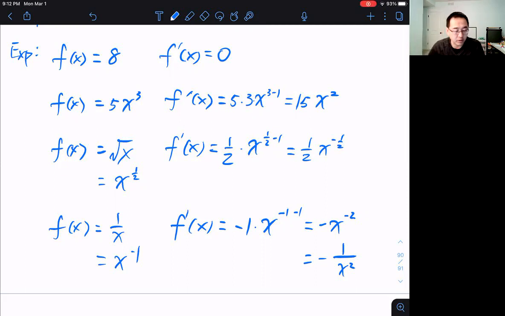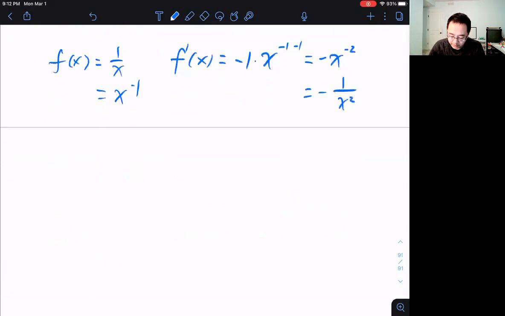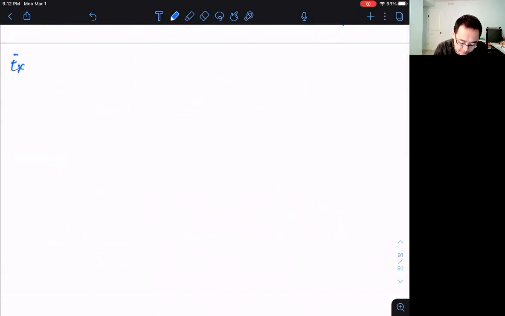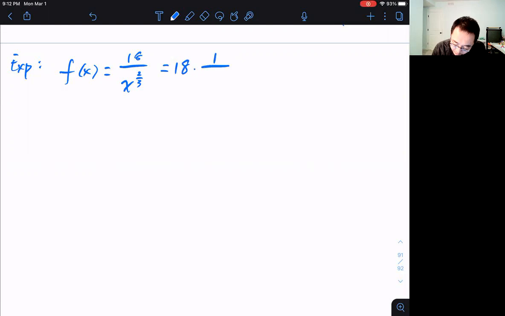Okay, let's do one that's slightly more complicated, right? So what if we have f of x equals 18 divided by x raised to the 2/3 power. Well, again, this equals 18 times 1 over x raised to the 2/3 power. And when the x is in the denominator, then we know this equals 18 times x raised to the negative 2/3 power, right? The negative power means it's 1 over something.